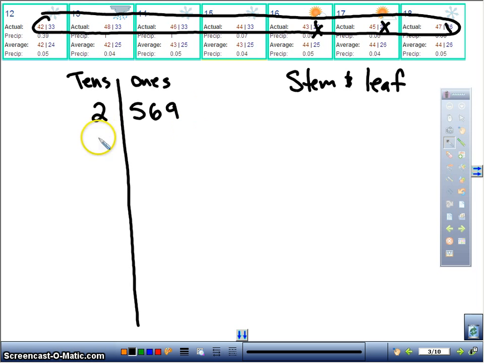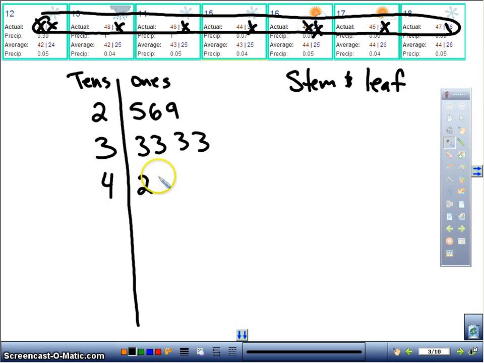Okay, so do I have any 30s? I do. I've got a bunch of 33s. One there, another one there, got one right there, one right there. So a bunch of 30s on there. And then let's see what we got for our 40s. Looks like my smallest 40 is a 42. So that one. Do I have a 43? I do. Do I have a 44? Yep. 45. 46. 47. And 48. Okay.